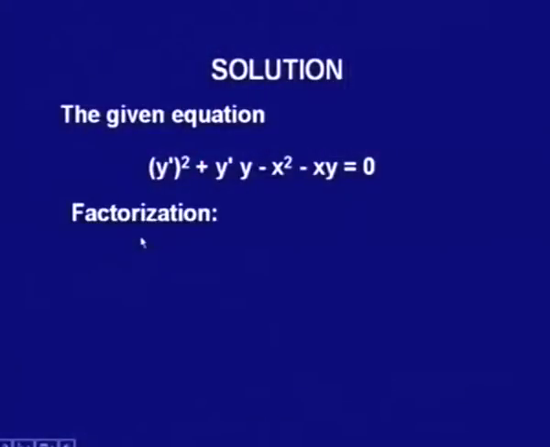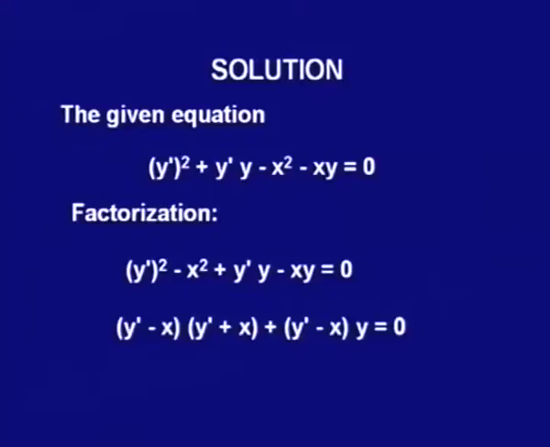Now, let us try to factorize it. So, for factorization I would again rewrite it as y dash square minus x square plus y dash y minus xy. Now, the first two terms, y dash square minus x square, the factors give y dash minus x into y dash plus x, plus for the next two terms we will take y common, we would get y dash minus x into y. Now, this would give me the final factors as y dash minus x into y dash plus x plus y is equal to 0.